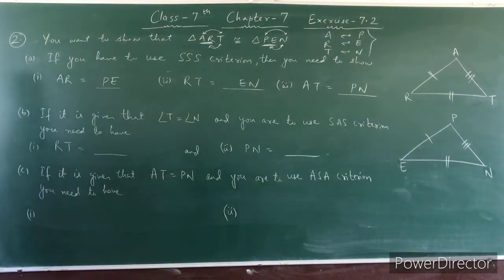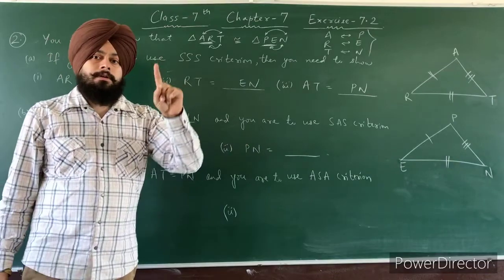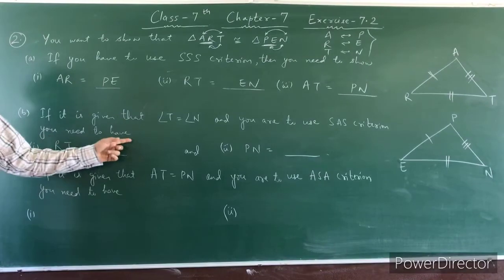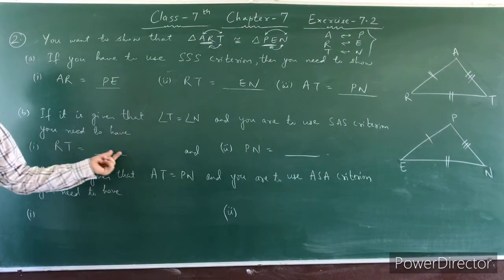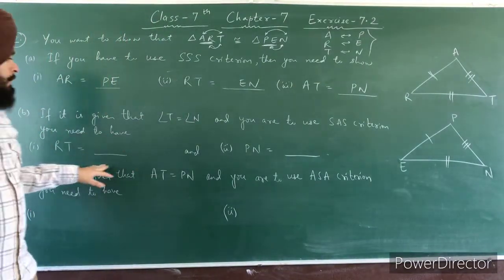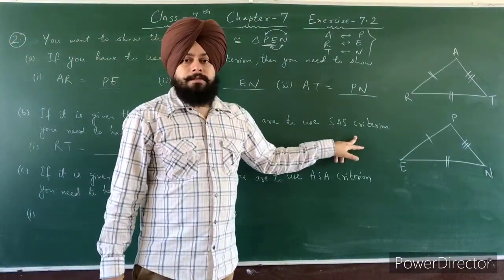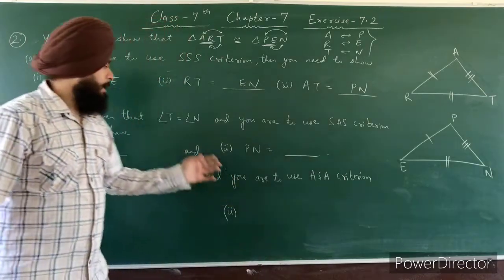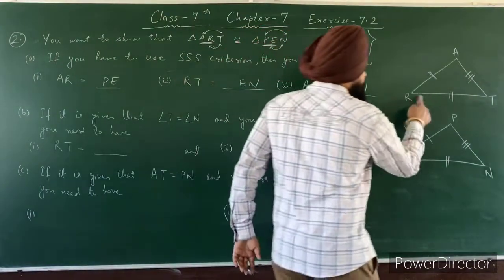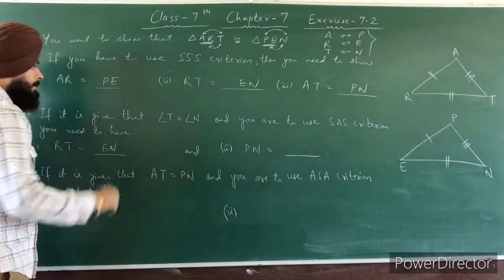Clear? Next B part, if it is given that angle T is equal to angle N. One angle is given already. And we have to use which criterion? SAS criterion. We need to have what? RT is equal to dash and PN is equal to dash. So you can see here one angle is given, so we have to find the other two sides which are equal. Alright. So by which rule? SAS. It means one angle and two sides. So one angle is already given. So which is RT? You can see here this is RT. So RT side is equal to which one? EN. So right here EN.